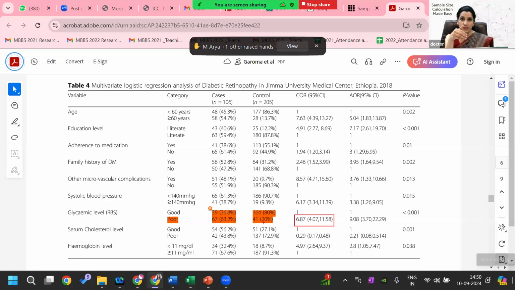So in this case, you can see what my P1 will be. If I take my P1 as cases, it will be 63.2% poor glycemic control in cases, and in control it is 20%. So that's the input.